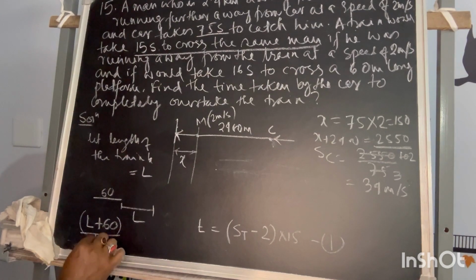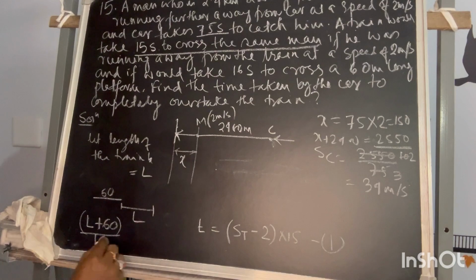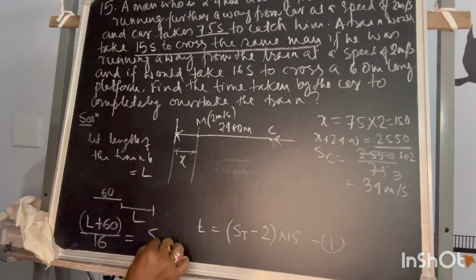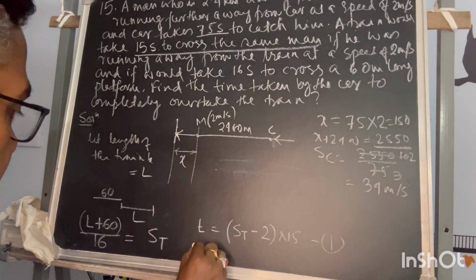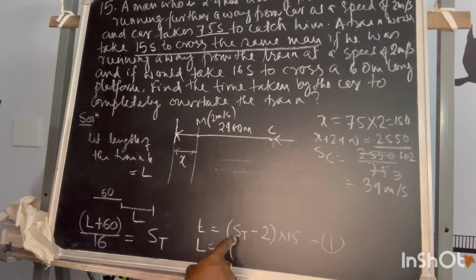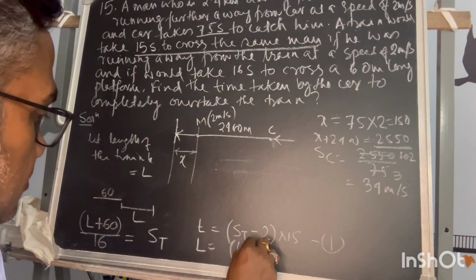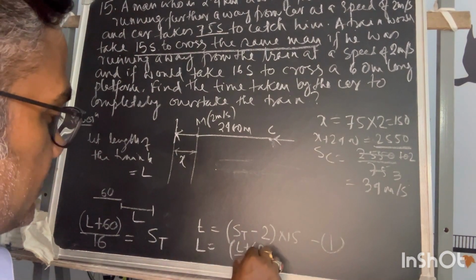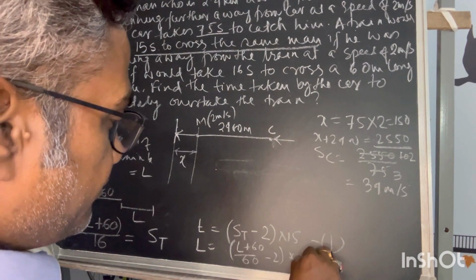By the time, if I say 16 seconds is taken to cross, so this is distance upon time, that is equal to the velocity of the train. Fine. So this st can be used here. So length, if I put this st here, so st is equal to what? Length plus 60 by 16 minus 2 into 15.